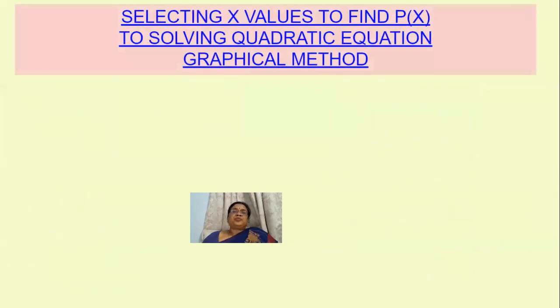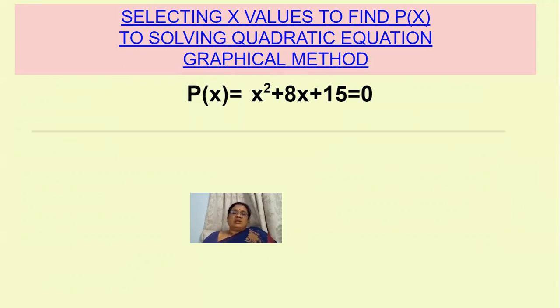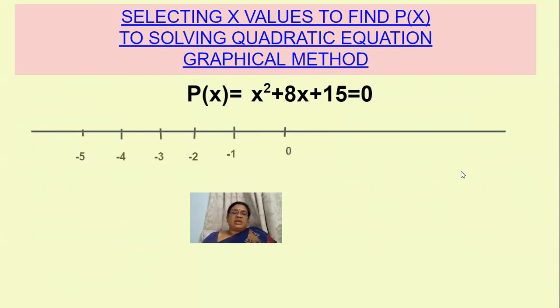See here, selecting the values of x to find the p of x value for solving the quadratic equation by the graphical method. This is a very important step. How to select the values of x is very important. That you have to remember. The selection is very important, and thus you have the idea, like the two numbers we got by factorization, they are the zeros. See, what are those? One is minus 3 and another one is minus 5.